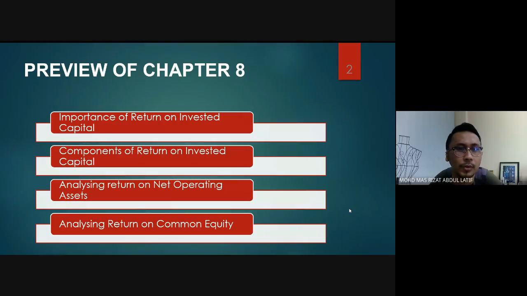And then we will go to the first component of return on invested capital, which is a net operating asset, where we're analyzing the return on operating asset, okay, as well as the segregation part. All right, and then the final component here will be analyzing the return on common equity. Okay, so this will be the third topic which involves calculation.